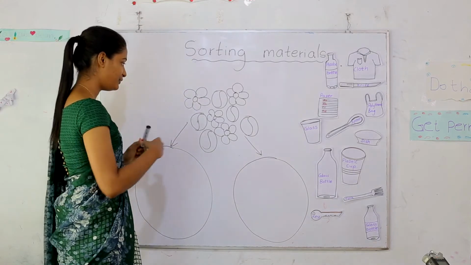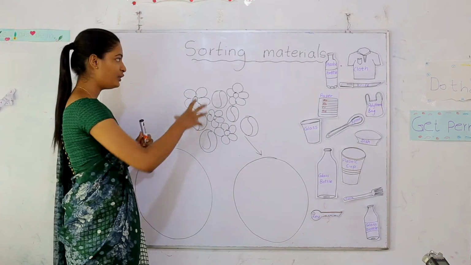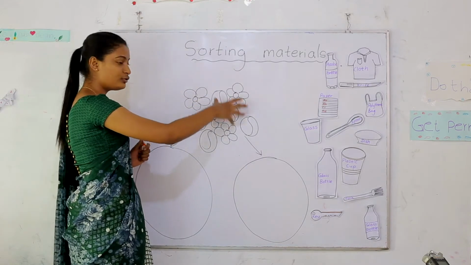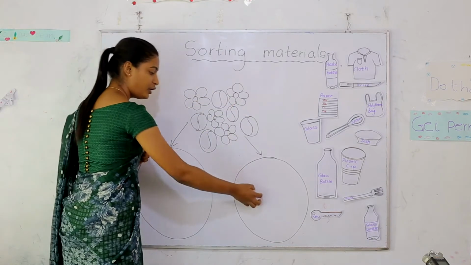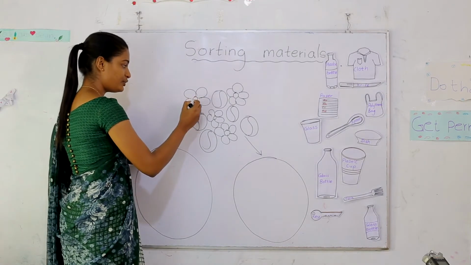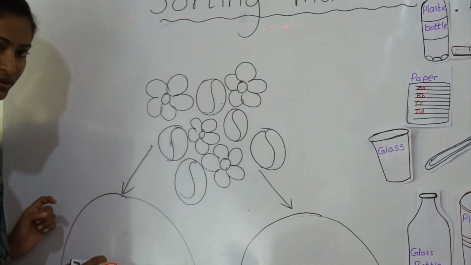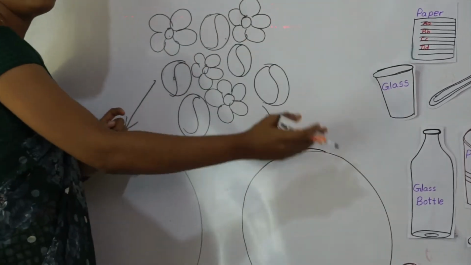I'll do one for you. Now there are balls and flowers. Now I am going to sort this. That means I am going to group these into two groups. How can I do that? You can see two different objects. So now I am going to take flowers to one side and balls to the other side.